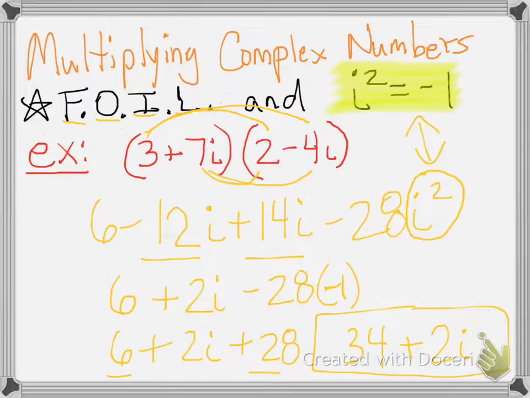So that will always happen. You will always end up with a complex number at the end of multiplying two binomial complex numbers. The i squared will go away and become negative 1 on every multiplication of complex numbers. So that's your lesson for today. Make sure you take some time and finish writing down each example.